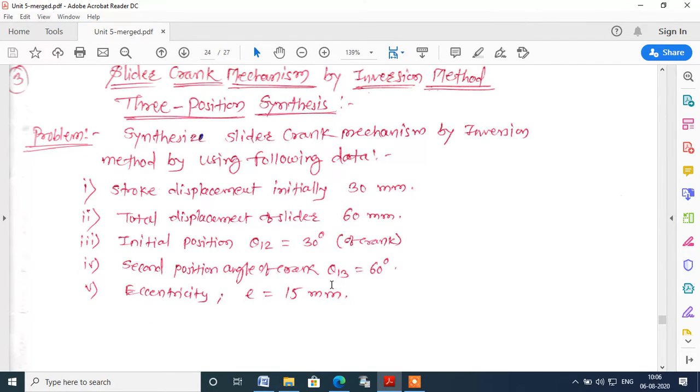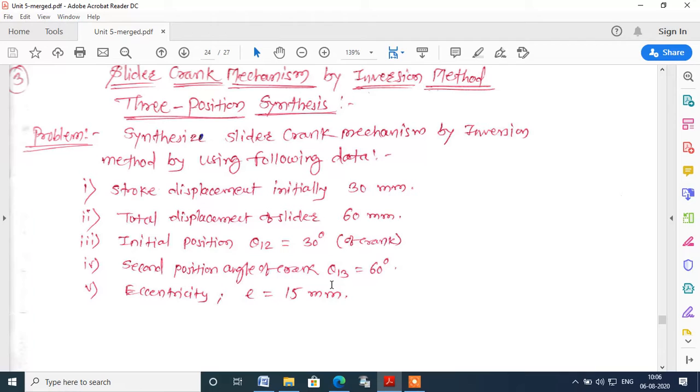Such type of problem comes in the exam for 10 to 15 marks. So that's why you have to practice more. You have to take various problems and solve them on your sketchbook. Anyway, now we will come to our problem.